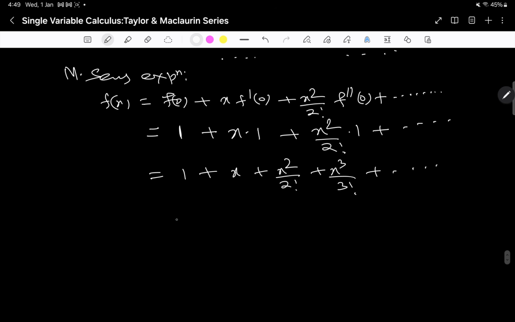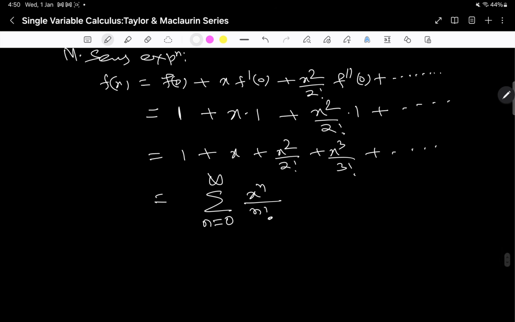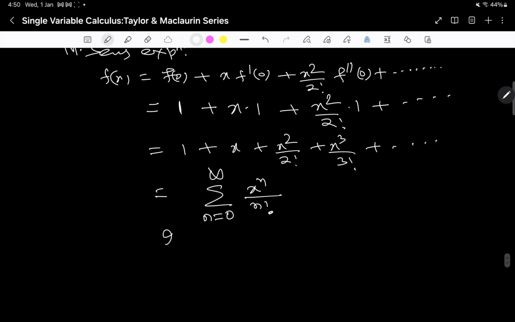If I want to write it in series form, it is summation of x to the power n by factorial n, here n from 0 to infinity, right? Now one more thing, while I write the infinite series, this is an infinite power series, right? An infinite power series with center at origin.